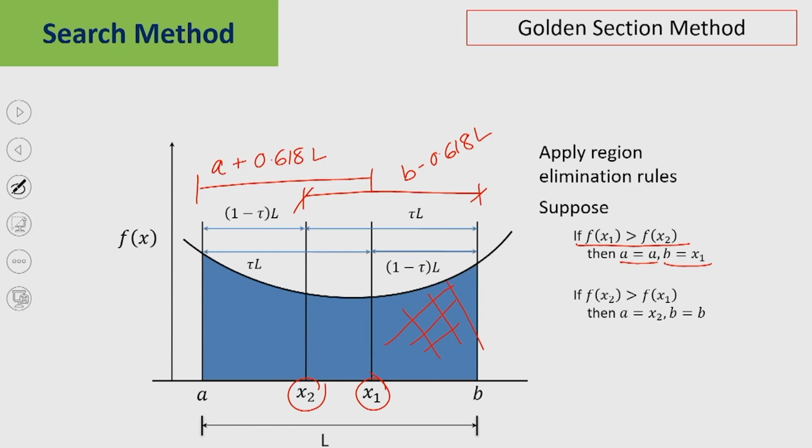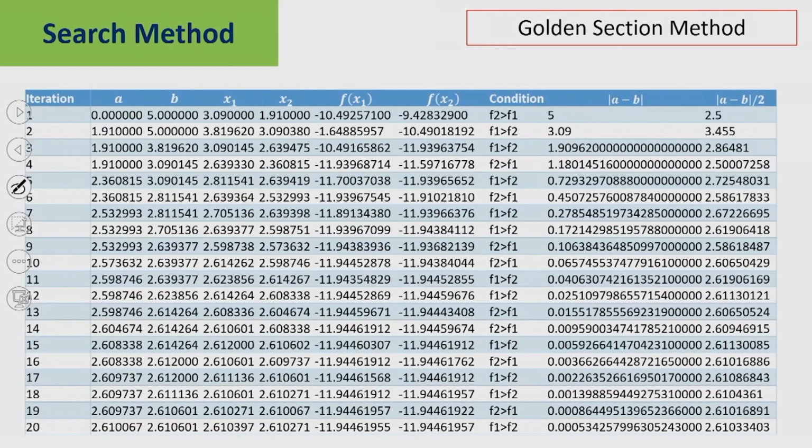If that is not true, then the second condition is f of x 2 is greater than f of x 1. That means the function value at x 2 is greater than the function value at x 1. In that case, this particular region will be eliminated, and therefore A equal to x 2 and B equal to B. So, B will be unchanged, but A will change to x 2. We are just applying these 2 conditions, and one of them will be true. So, let us go to the table.